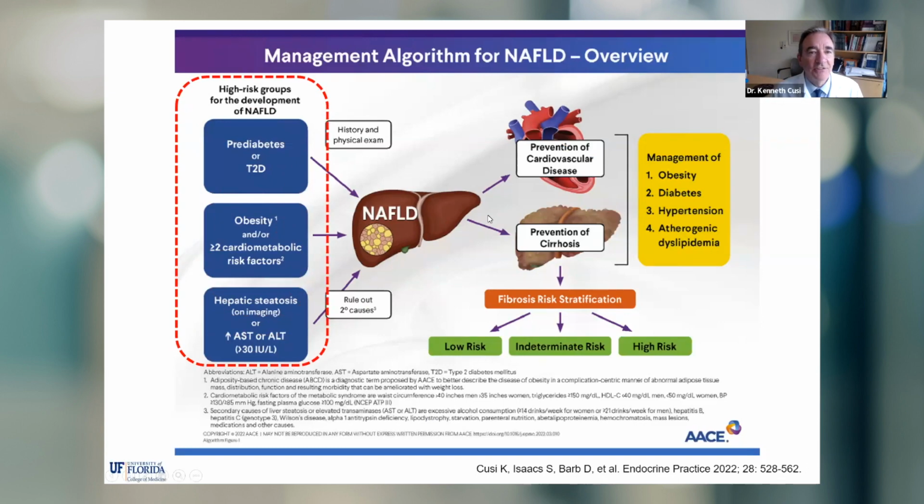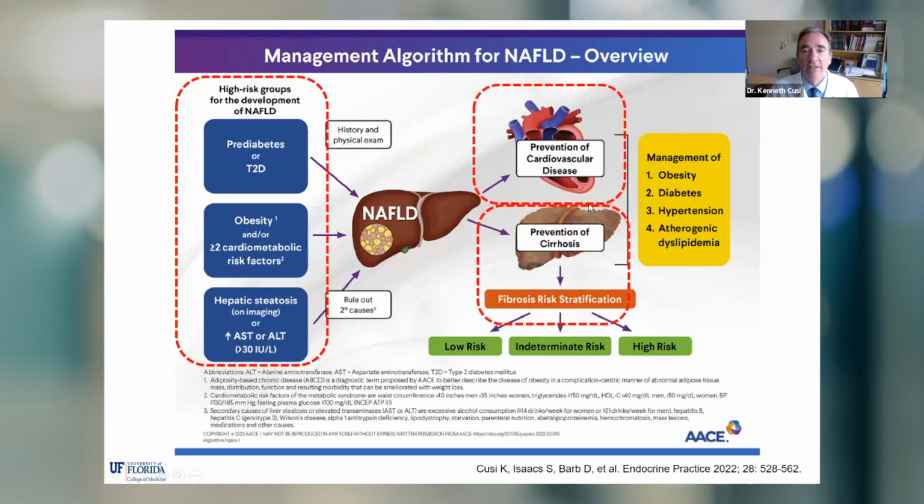We now simplified the algorithm to 3 high-risk groups. People with type 2 diabetes and obesity are at the very top. People with prediabetes if they are obese, and then people with obesity who have cardiometabolic risk factors. The other 2 groups are obvious. If they already have steatosis, they belong to one of these 2 groups, or if they have liver enzymes above 30, plasma aminotransferases. After ruling out secondary causes and doing physical exams, you and me have 2 missions.